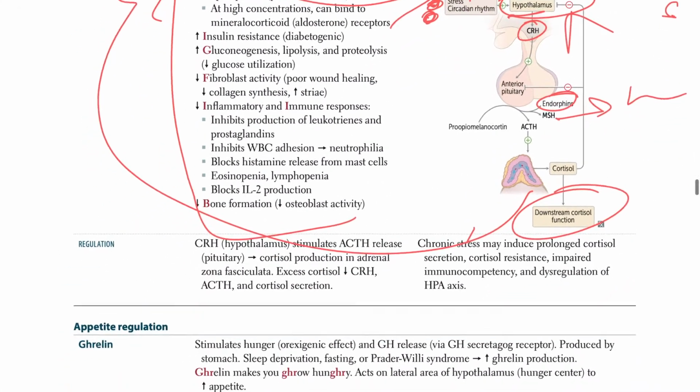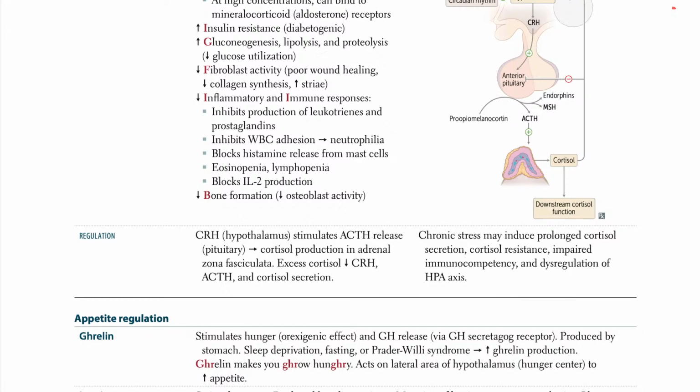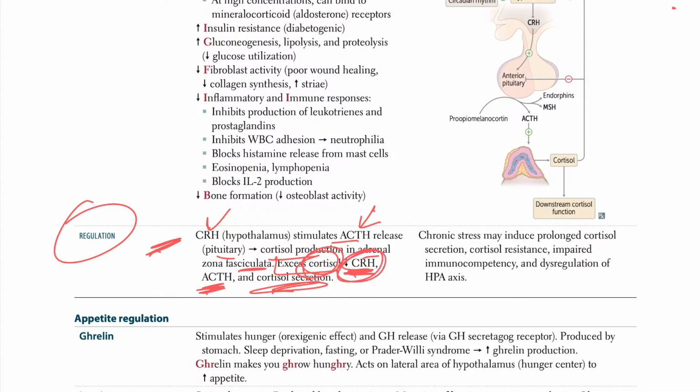So let's look at the same regulation here. CRH, corticotropin releasing hormone from hypothalamus, stimulates ACTH release from pituitary, causes cortisol production in adrenal zona fasciculata. Excess cortisol decreases CRH, ACTH, and cortisol secretion. So a simple thing, when you have a lot of cortisol, you're giving negative feedback, low CRH, low ACTH, and eventually causing low cortisol secretion. Simple.